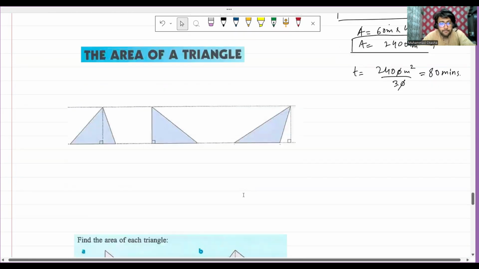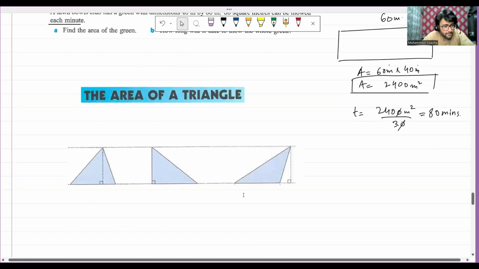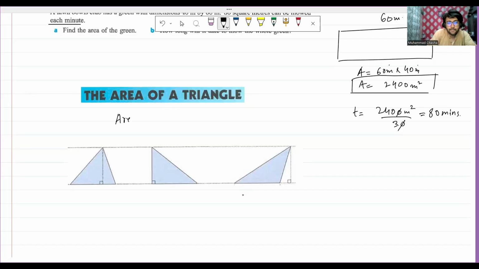Next, area of a triangle. Now, area of a triangle is a little tricky. You have to be very, very careful. The formula for the area of a triangle sounds very simple, but at the same time, it's very deceptive. A half multiplied by base multiplied by height. This is the formula for the area of a triangle, right?